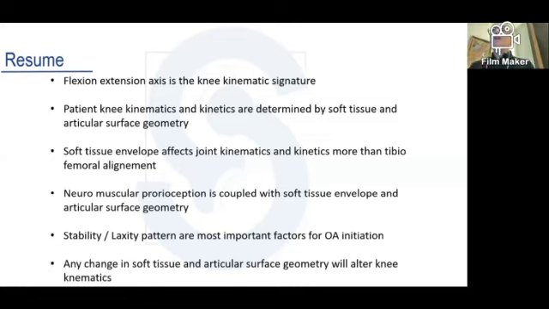Soft tissue envelope affects the kinematics and kinetics more than tibiofemoral alignment. This is from the study we have shown about malalignment. Neuromuscular proprioception is coupled with soft tissue envelope and articular surface geometry. This correlation is very important. Then, stability and laxity pattern are the most important factor for osteoarthritis initiation, and any change in soft tissue and articular surface geometry will alter knee kinematics.